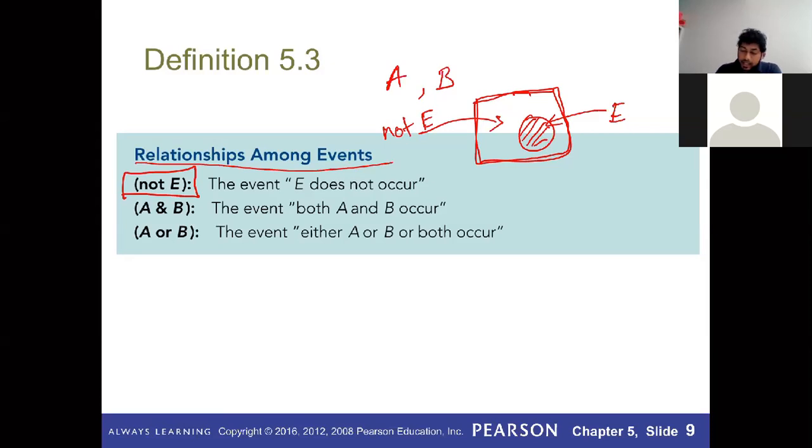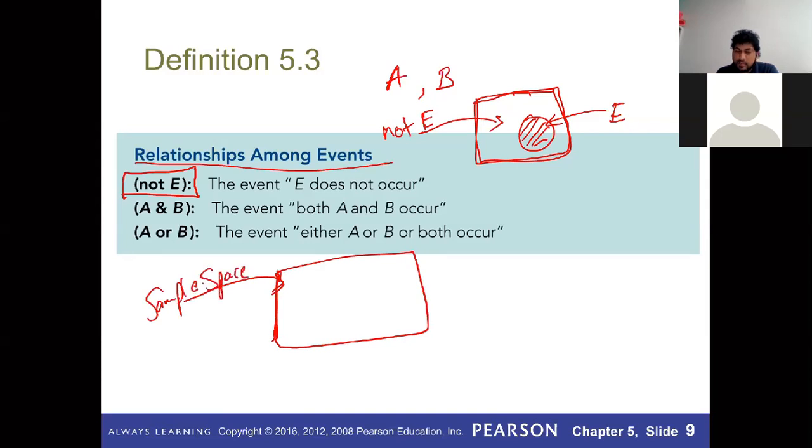A and B. If you have two events, let's say this is my sample space. This is the easiest way to denote the sample space. I'm going to draw two events like this. This is my event B, this is my event A. We call this a Venn diagram.